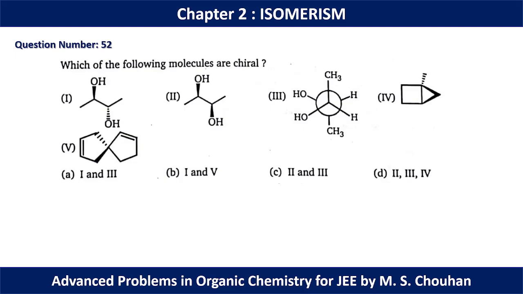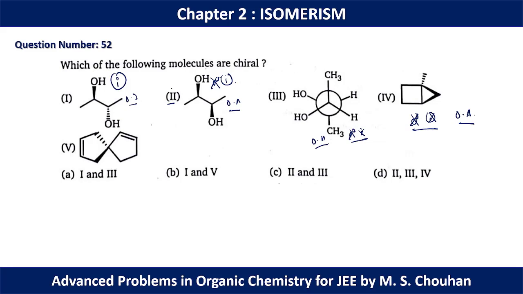In question number 52, which of the following molecules is chiral? If we see molecule 1, we have I symmetry present, an inversion point of symmetry. So this is optically inactive or an achiral molecule. In the next case we don't have any sigma or I, so this is an optically active molecule. In this molecule again we don't have any sigma or I present, so this is optically active. Sigma absent, I absent, so this is again an optically active molecule.